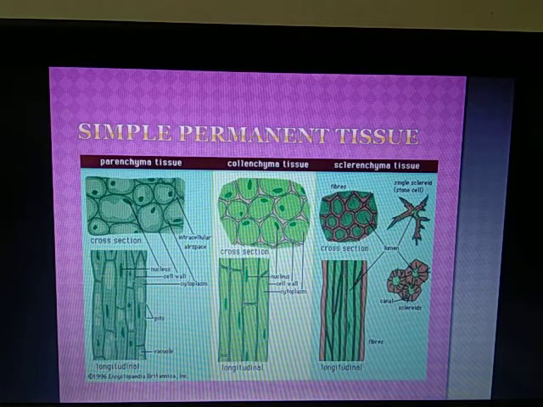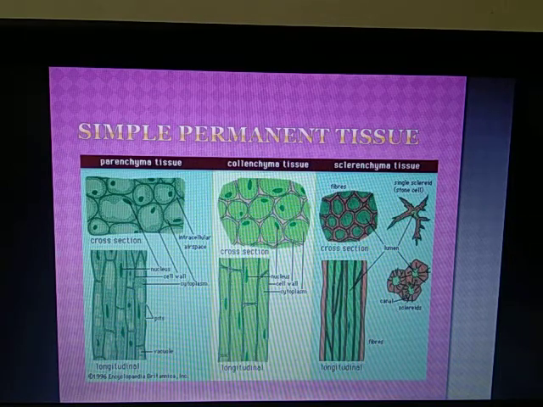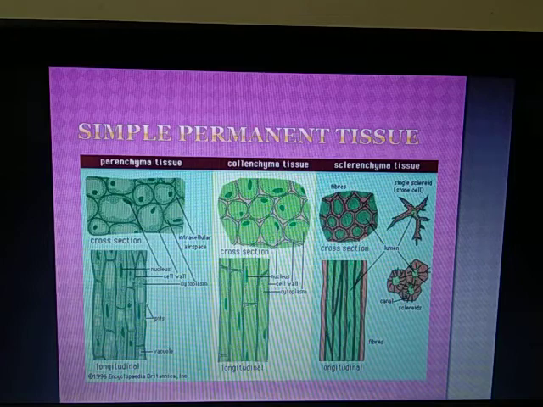Now we have three different types of simple permanent tissue. As you can see here, we have the parenchyma, collenchyma and sclerenchyma. Now we'll discuss them one by one.